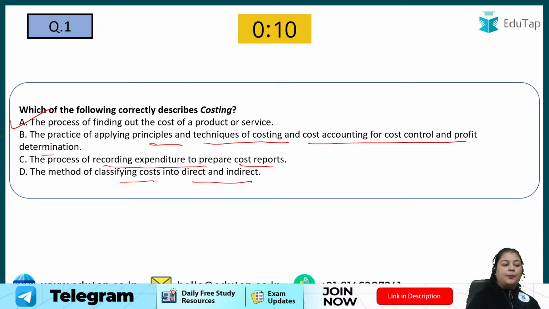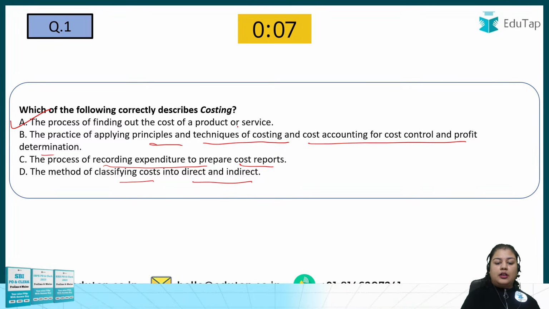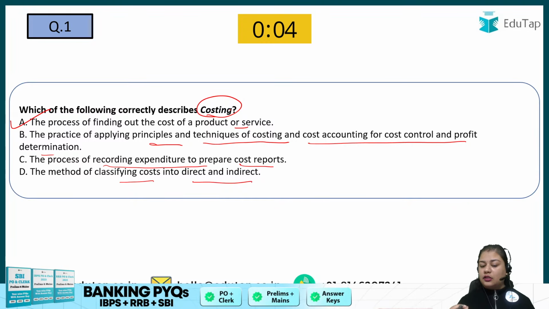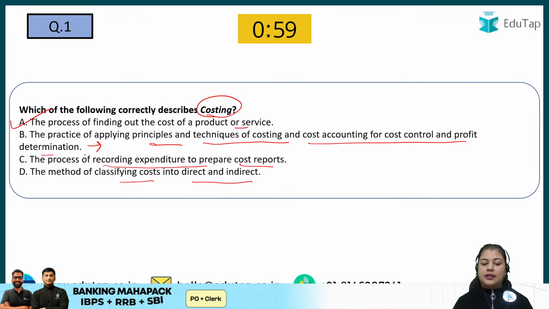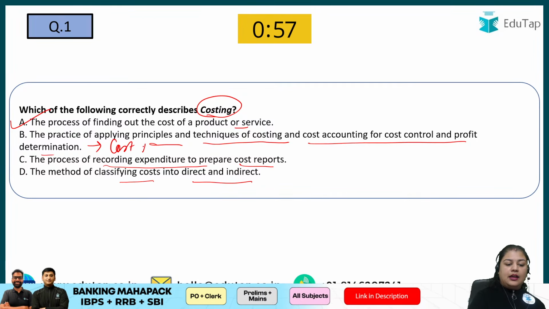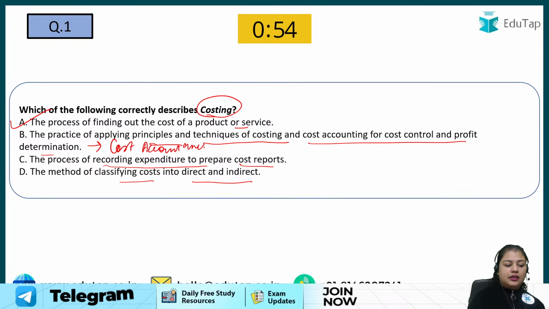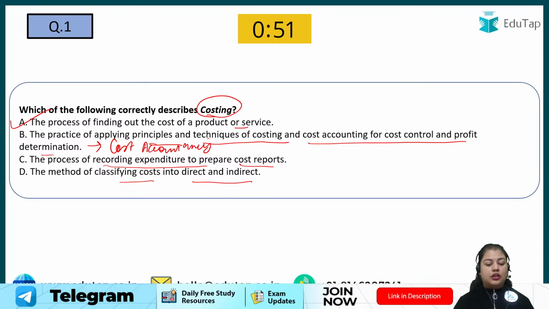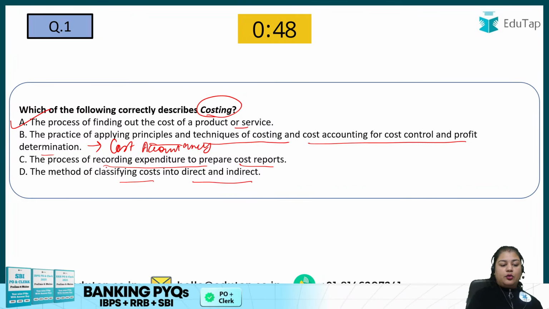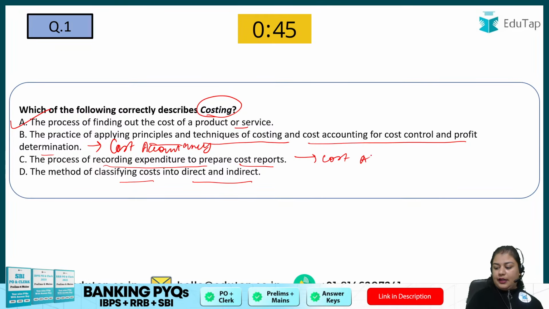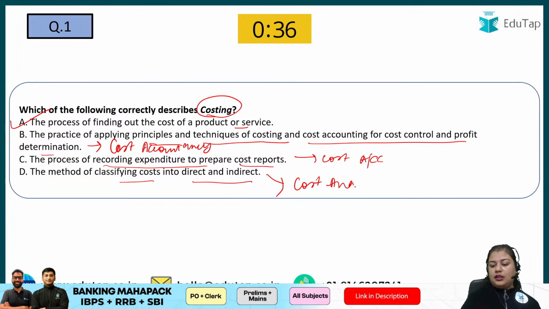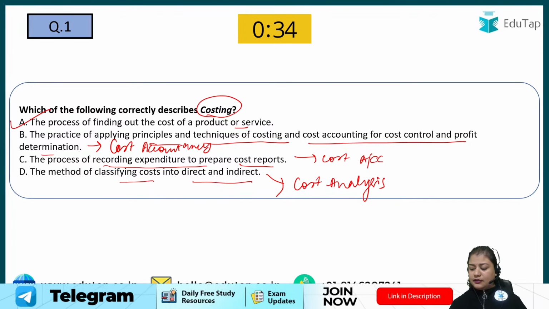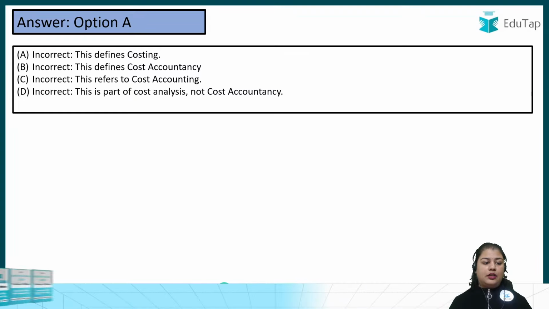Yes, it is A, the process of finding out the cost of a product or service, because costing is what? To ascertain the cost of a product or service. जो second statement है वो किसको कहती है? The practice of applying principles and techniques of costing, it is cost accountancy, है ना? That is cost accountancy. C, the process of recording expenditure to prepare cost reports. So when I have to record, it is cost accounting, right? Whenever there is a method of classifying the cost, it is not costing, it is cost analysis. Everybody has answered it correctly. Very good. So proud of you. So the answer is option A.